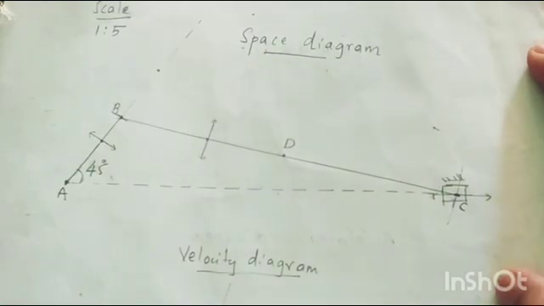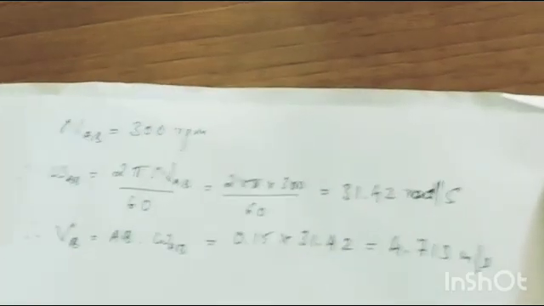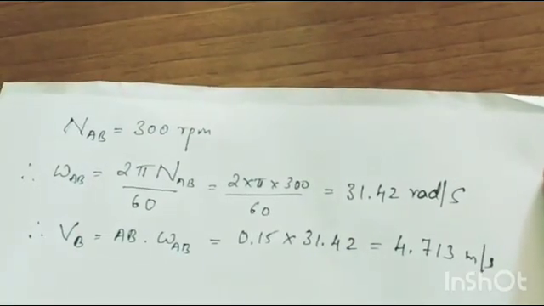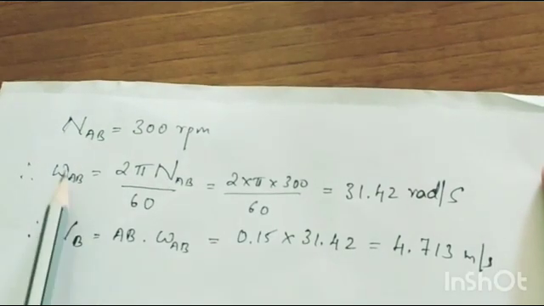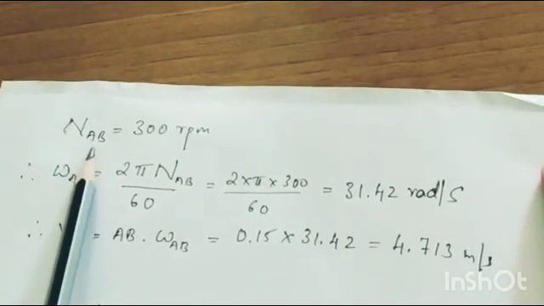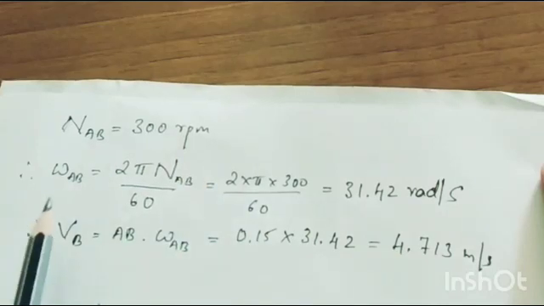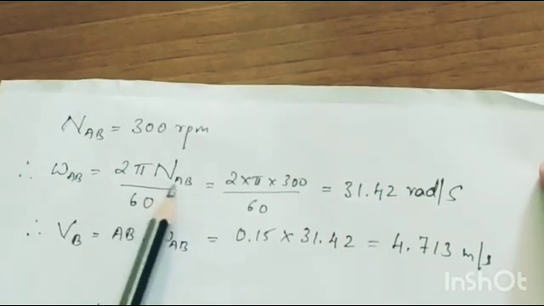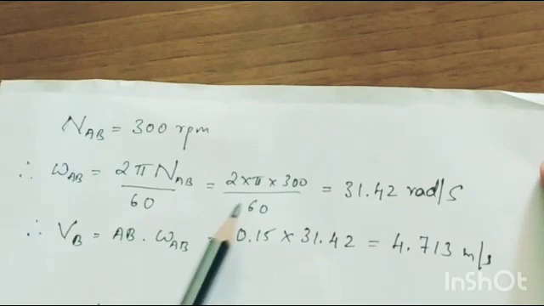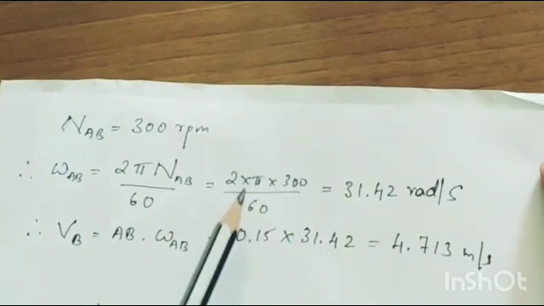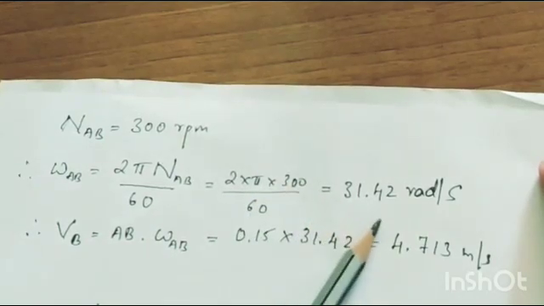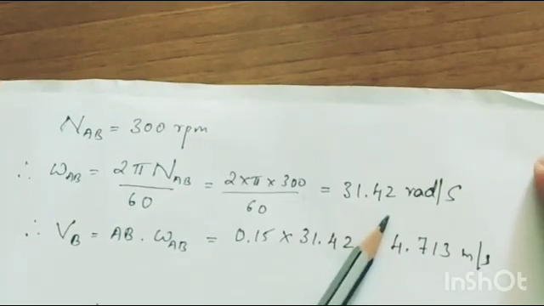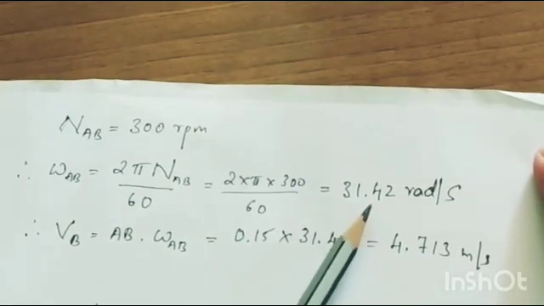Now from the space diagram we will draw the velocity diagram. Before drawing this velocity diagram we have a small calculation. First of all, the speed of the crank is given as 300 rpm. The angular velocity of the crank is 2 pi N divided by 60. Substituting, 2 pi into 300 by 60, we get 31.42 radian per second. This is the angular velocity of crank AB.